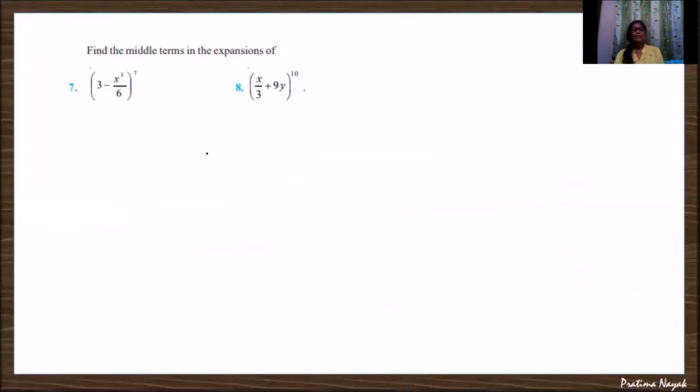Next is coming to the middle term. So let us write once the concept of the middle term. When n is even, then there is only one middle term, that is the (n plus 1)th by 2.